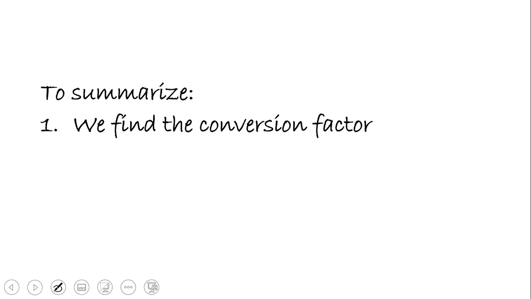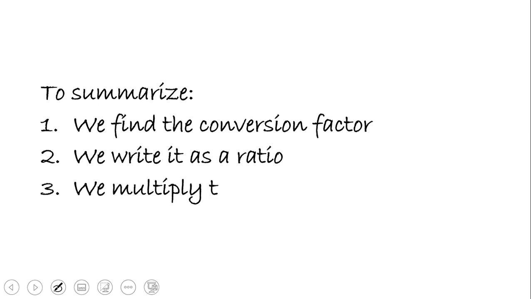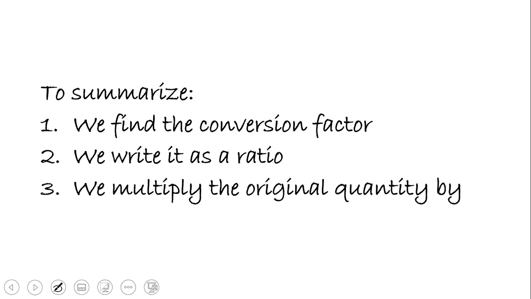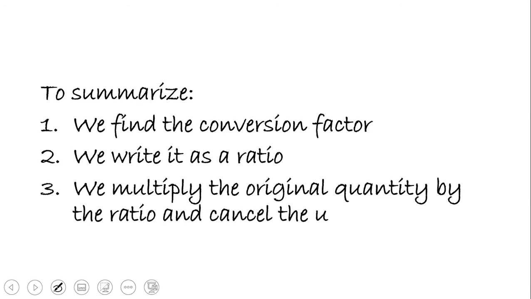So to summarize, here's how we do the conversion. First, we find the conversion factor, and by find I mean you look it up in a textbook. You don't have to derive it yourself. You write it as a ratio that makes it equal to 1, and then you multiply the original quantity by the ratio and cancel the units. And that's all there is about physical quantities and unit conversions.